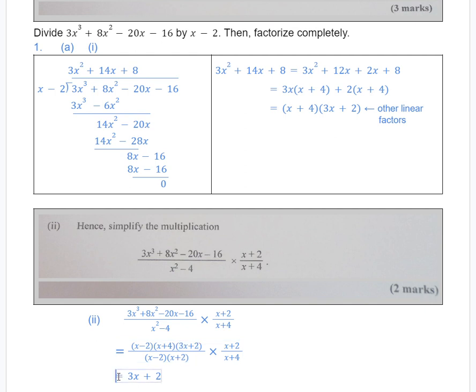I know it looks like a negative, but Google Docs is doing some craziness sometimes where sometimes my equal looks like a negative. That's the answer, 3x plus 2. As simple as it can be.